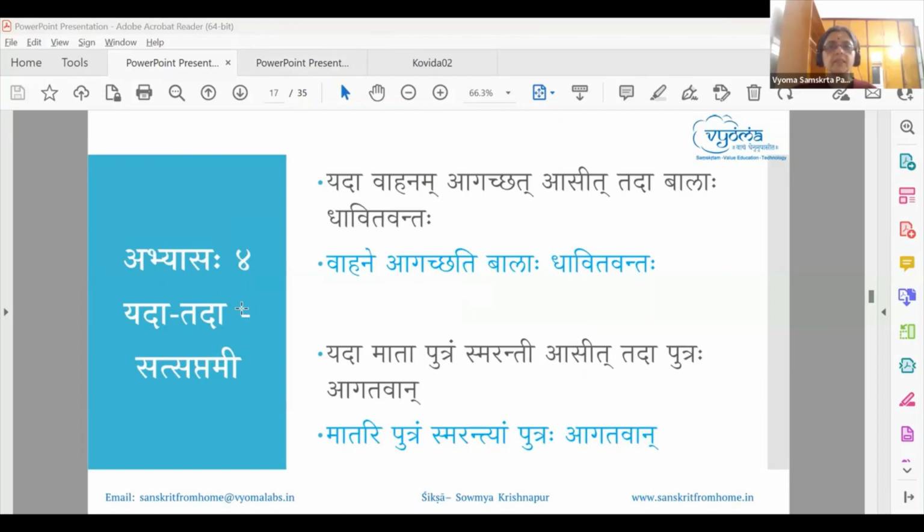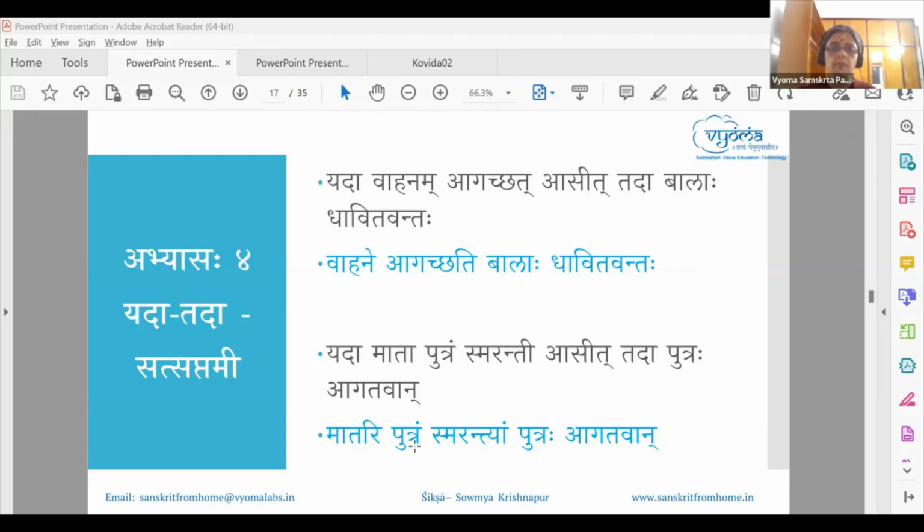So here, yada vahanam agachat asit tada balaha dhavitavantaha. Vahanam agachat has become vahane agachati. And if you want, you can add sati to it. Vahane agachati sati balaha dhavitavantaha. Yada mata putram smaranti asit. So it is a continuous action. Smaranti asit tada putraha agatavan.